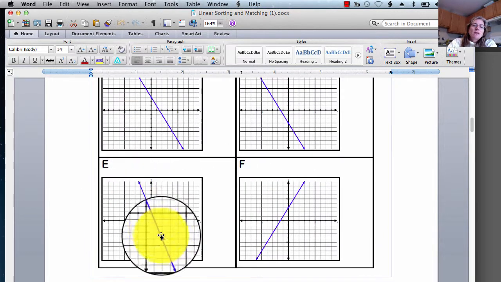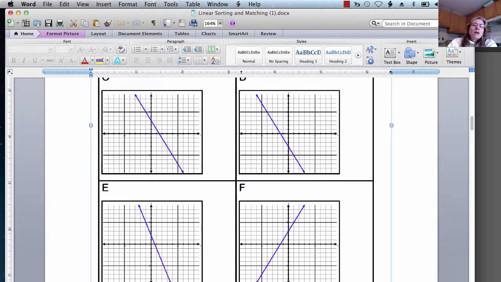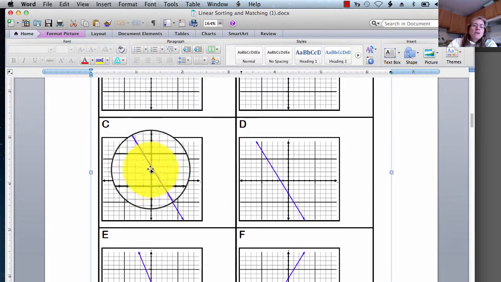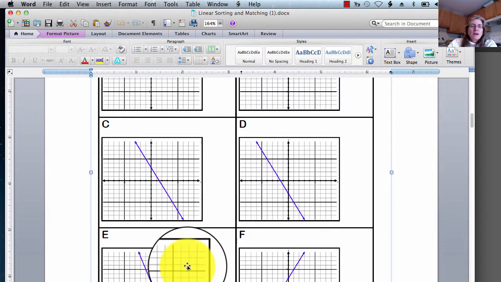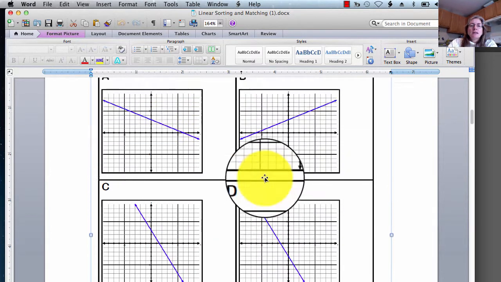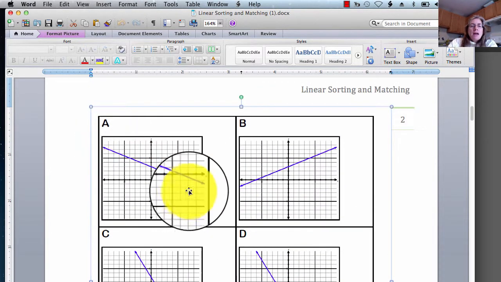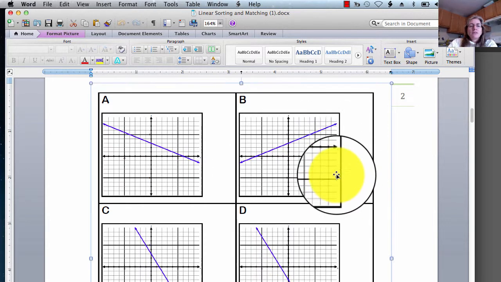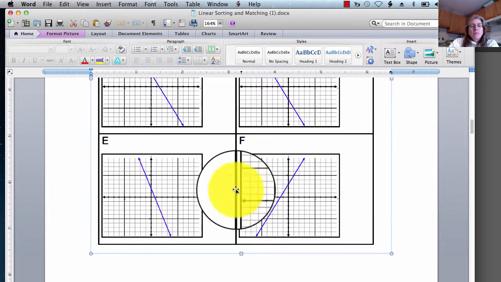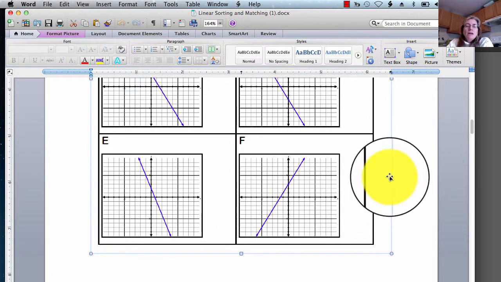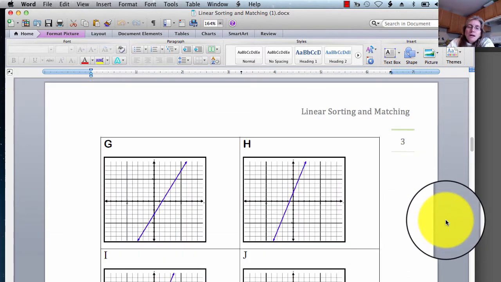This, however, is a negative slope. This is also a negative slope. Here's another negative slope. So we have E, C, D, and A are negative slope. B is positive. So it could be A, C, D, or E, but not F. Well, we narrowed it down to that.